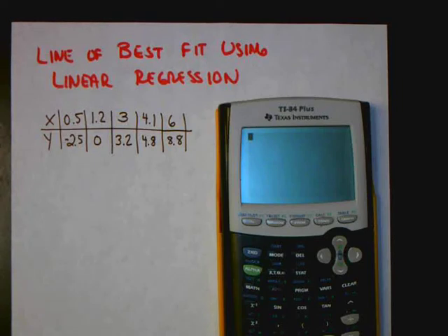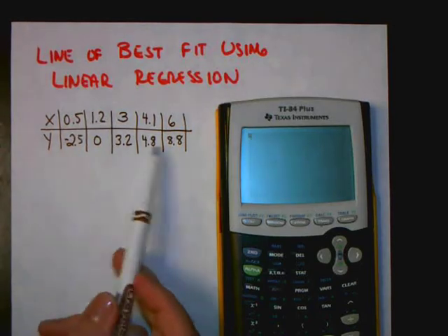This is a review of the basic steps to use a graphing calculator to find the line of best fit. The process your calculator is doing is something called linear regression, and it's a good tool to find a line that models a set of data even though the data don't fall perfectly along a straight line.